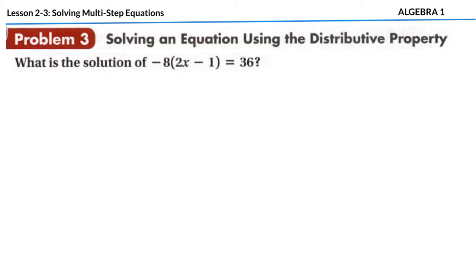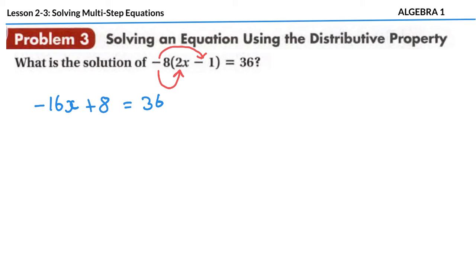So minus 8 times 2x is how much? It's going to be minus 16x. Then you multiply minus 8 times minus 1. Minus times minus is plus. 8 times 1 is 8. We are opening the brackets by multiplying the term outside with every term inside the bracket, and that is equal to 36.